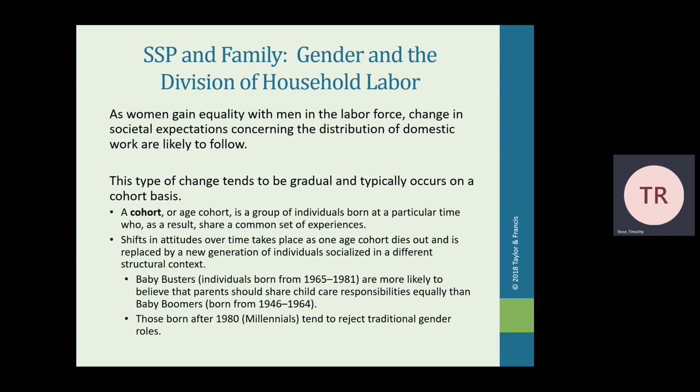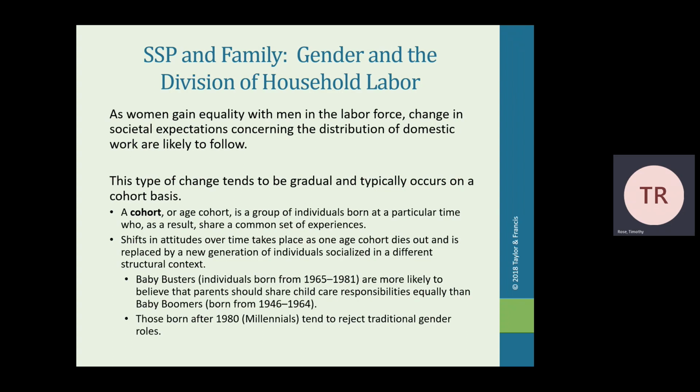So what is a cohort? A cohort or an age cohort is a group of individuals born at a particular time who, as a result, share a common set of expectations. It's the idea that you were all born into a similar society spanning system of stratification in a particular configuration. And so you will probably have similar outcomes and similar relations with the social structure.